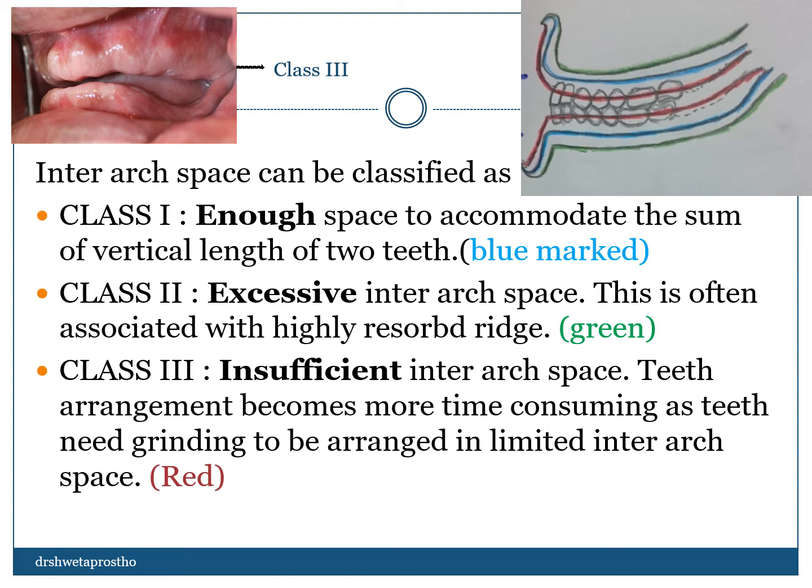In class 2, there is excess interarch space, marked as green in the picture. This is present in excessively resorbed ridge cases. In class 3, insufficient interarch space, which is marked with a red line in the image. This is mainly seen in recently edentulous cases where the ridges are very good with full contour. Large ridges are very good for retention, but teeth arrangement becomes very time consuming. The artificial teeth need a lot of grinding to be arranged in the limited interarch space.